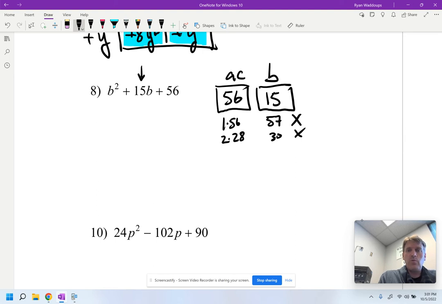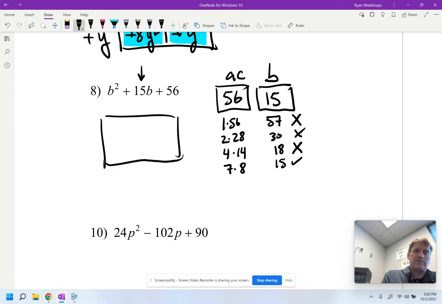No. 3 won't go into 56. 4 will go into 56. How many times? 14, I think. 4 times 14, 56. And 4 plus 14 is 18. Still no. 5 won't go into 56. 6 won't go into 56. 7 will. 7 goes in there 8 times, and 7 plus 8 is 15. So those are our numbers.